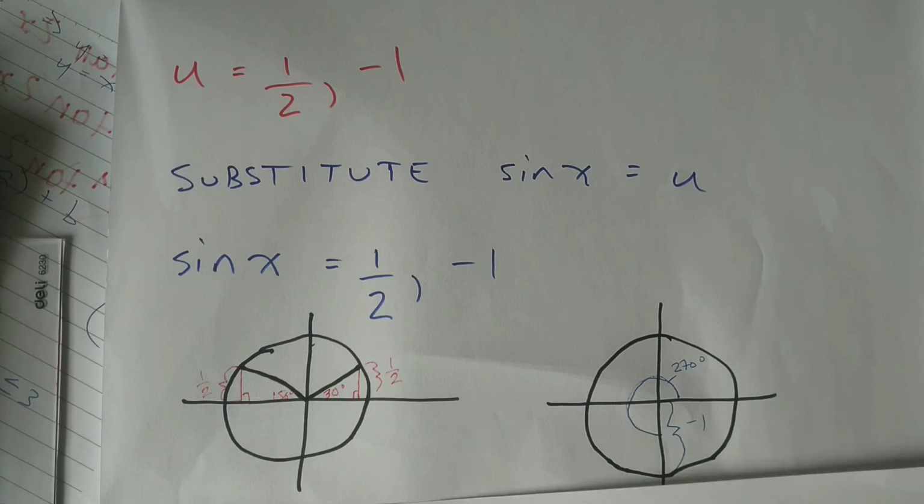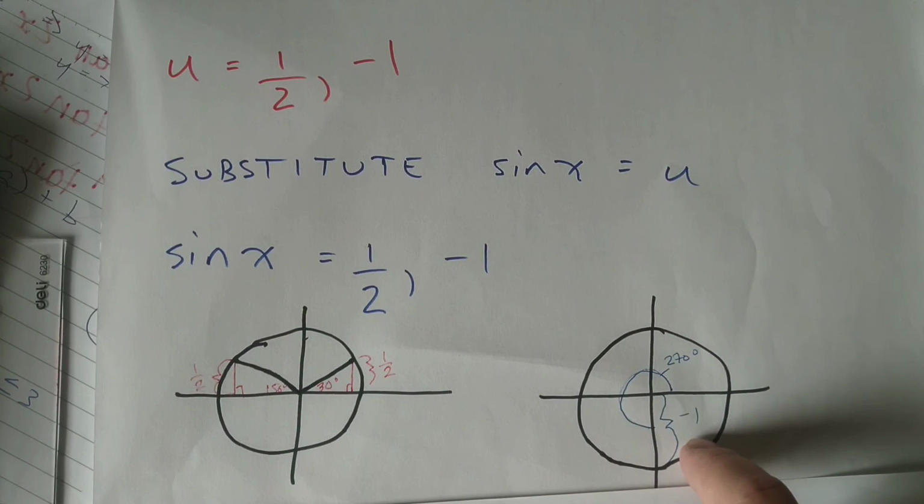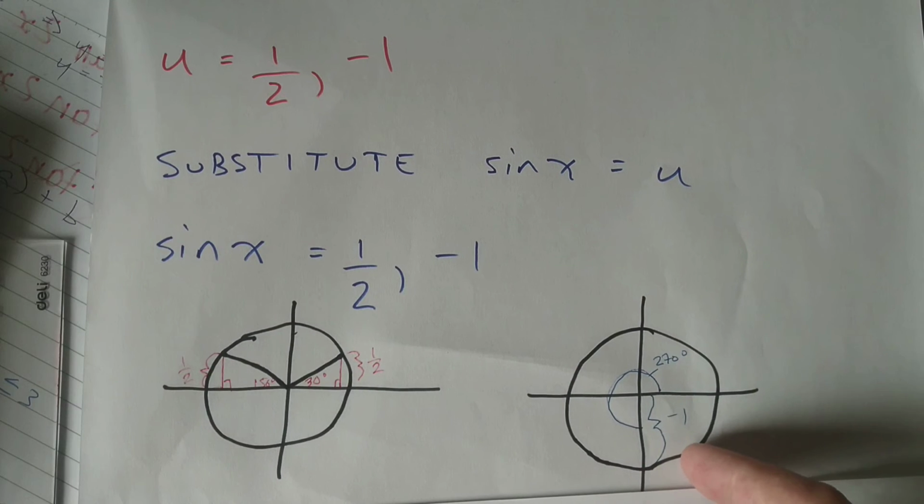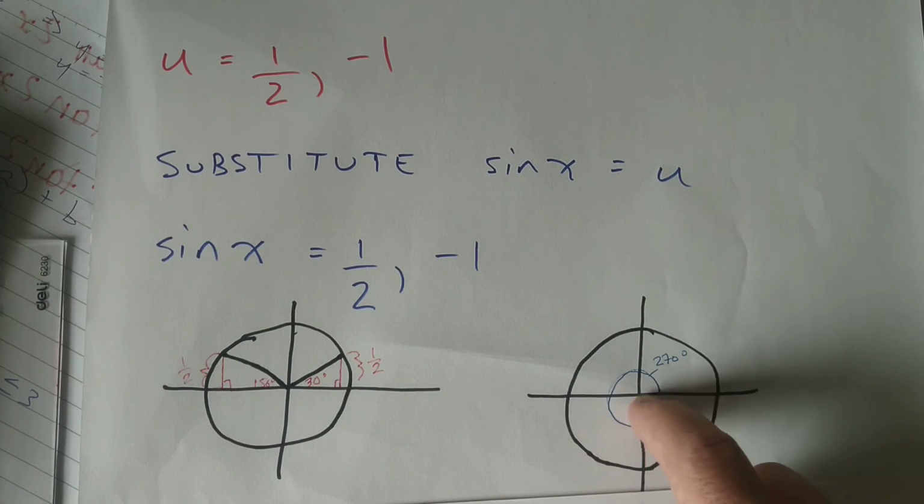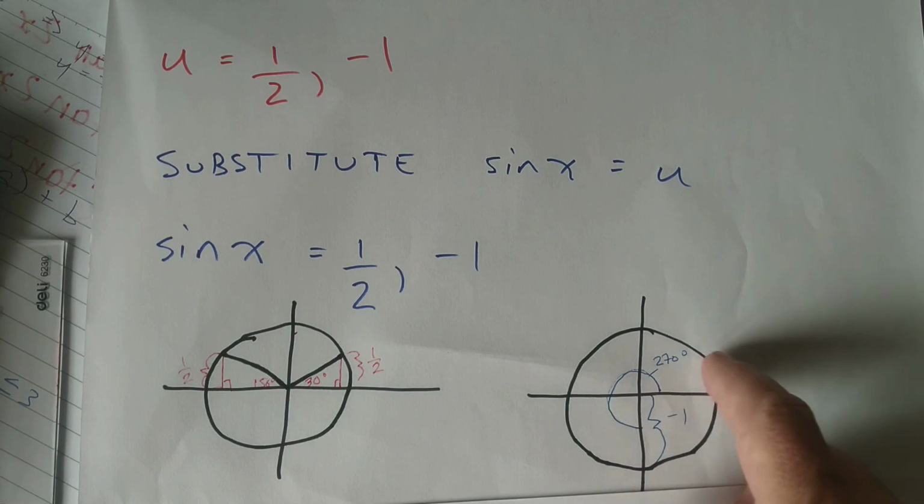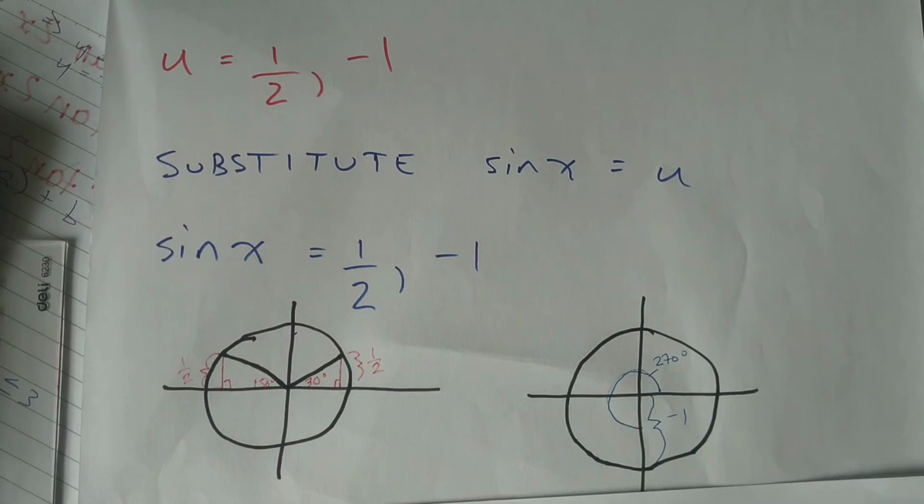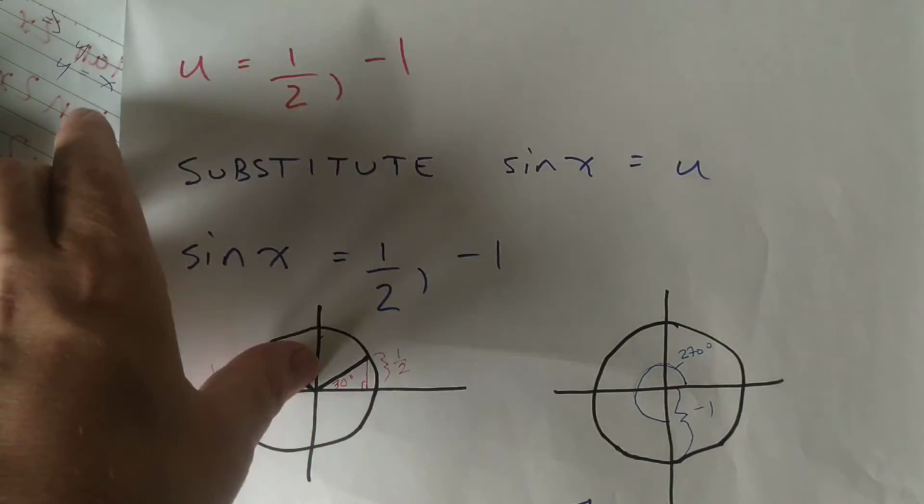One more value, negative 1. The sine of what is negative 1? The sine of 270. Think about the unit circle on the vertical axis, on the y-axis. It's 270, it's negative 1. The sine of 270 is negative 1.